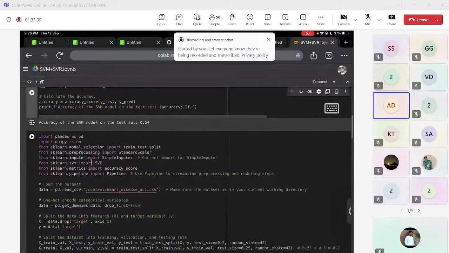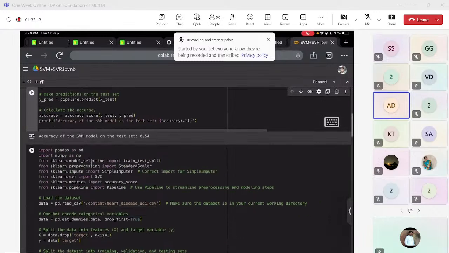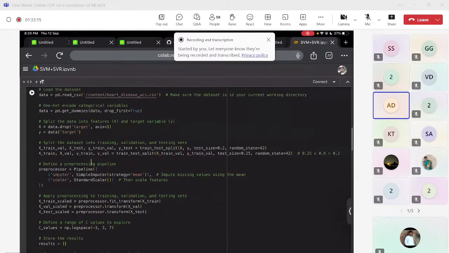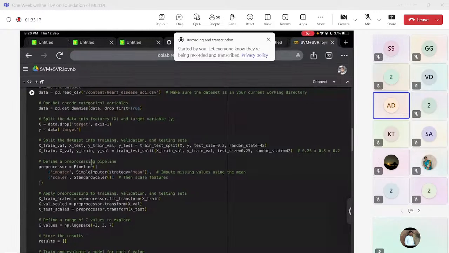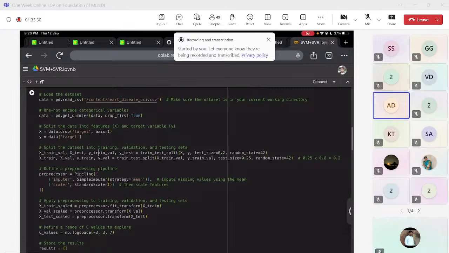Okay, now let's look at hyperparameter tuning. Same things again, the same data set. I skipped that. You again drop, you also convert your categorical variables, and then you split the data set. But now when you're doing hyperparameter tuning like yesterday, you need to have three parts: your train part, your validation part, and your test part.